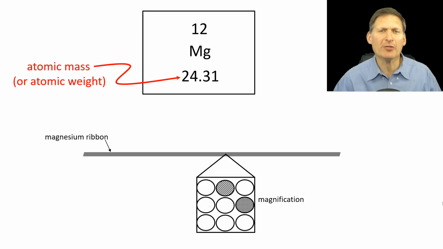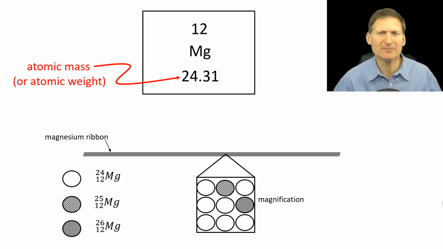We would find that although every atom is magnesium, they're all not quite identical. They all do have an atomic number of 12. But imagine the first one represents an atom with a mass number of 24, the second a mass number of 25, and finally the last one a mass number of 26. Recall these atoms with the same atomic number but different mass numbers are called isotopes of each other.